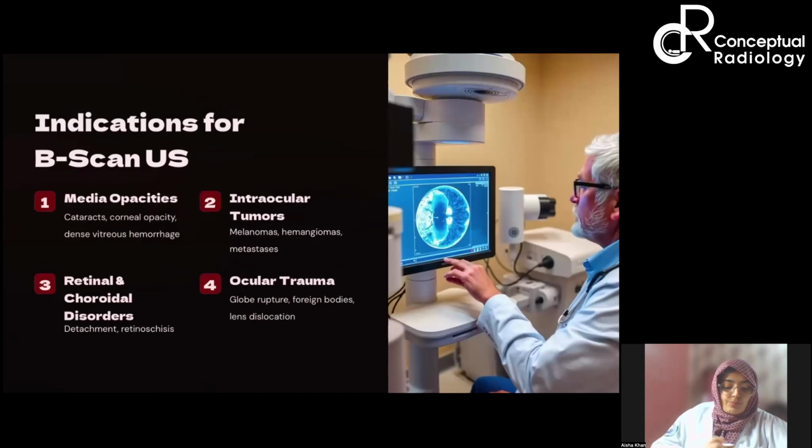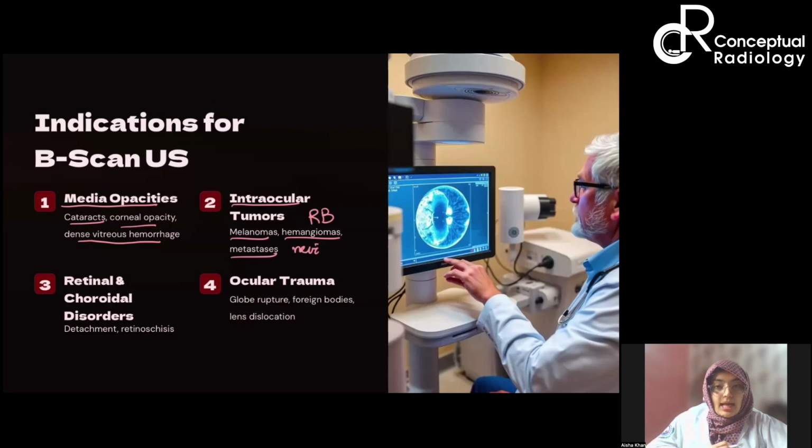So what are some common indications of B scan ultrasound in our practice? Starting with your media opacities, such as cataract, corneal opacities. We can look at various types of vitreous changes, whether it is vitreous hemorrhage, vitreous detachment, asteroid hyalosis, and other things as well. Then comes intraocular tumors. Here we can have common tumors which can come in our practice, especially if you're dealing with pediatric patients. So we can have retinoblastoma cases. We can see some melanomas or hemangiomas, metastasis, nevi, and other intraocular tumors.